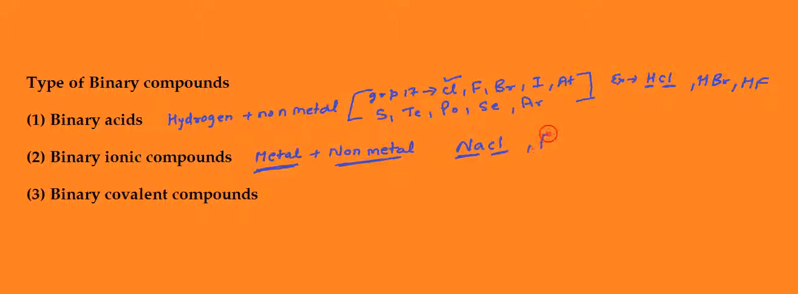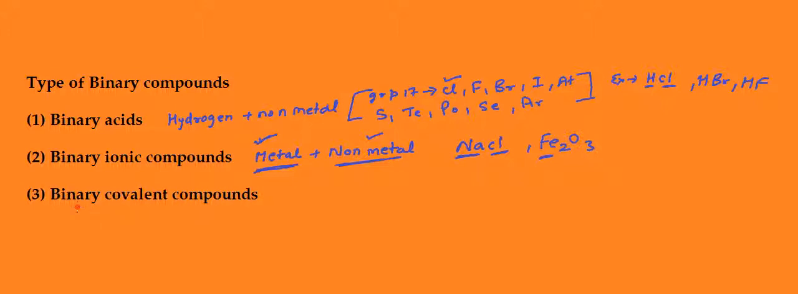For example, I'll put Fe2O3. This Fe, we know, is a metal, and oxygen is a gas, meaning it is a non-metal. So these are examples of binary ionic compounds, in which the first element is always metallic in nature and the second is always non-metallic in nature. And what about the third category?